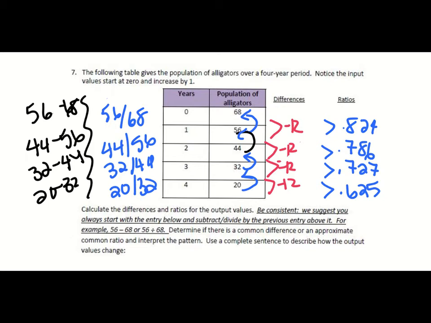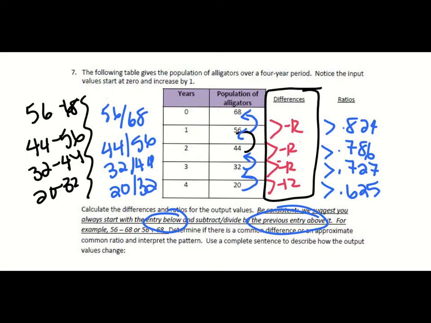It says calculate the differences and the ratios for your output values. We suggest you always start with the entry below and subtract or divide by the previous one. So make sure that you do that. And then use a complete sentence to describe how the output values changed. If you look, basically you're decreasing the alligators.